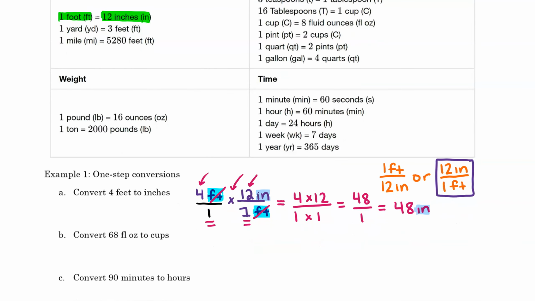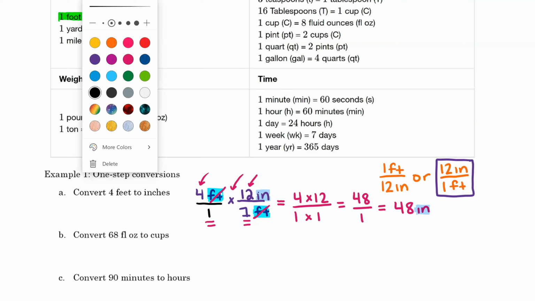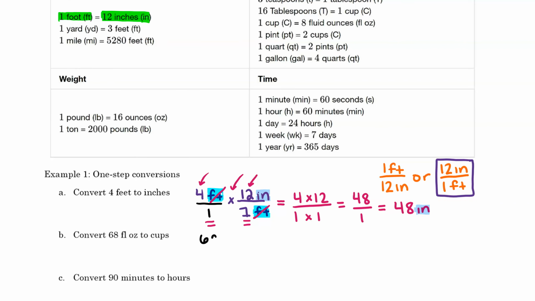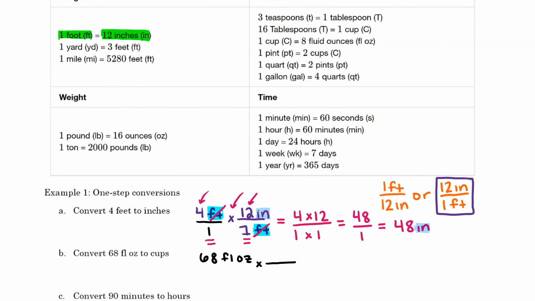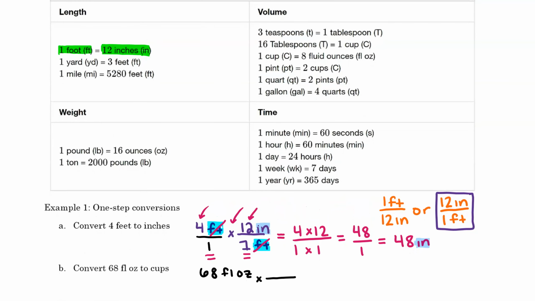Let's try another one. 68 fluid ounces to cups. So we're starting with 68 fluid ounces, and we're going to multiply and divide. Now I need to go to my list and find a conversion between fluid ounces and cups. That's a volume, so it's probably going to be in here. Let me look. Oh, here's fluid ounces. I found it. 8 fluid ounces equals 1 cup.